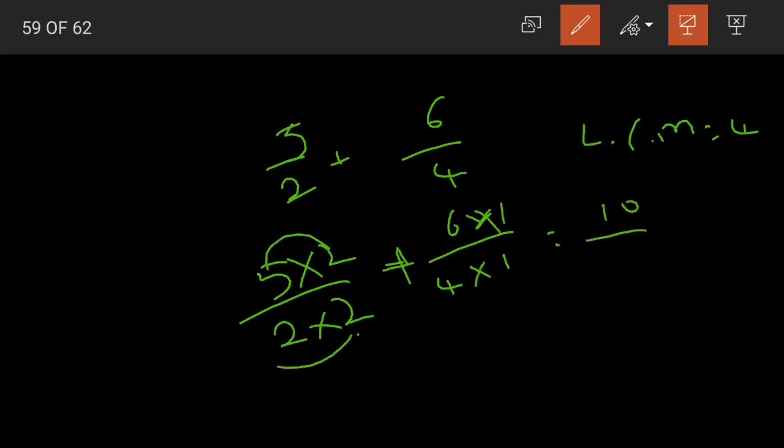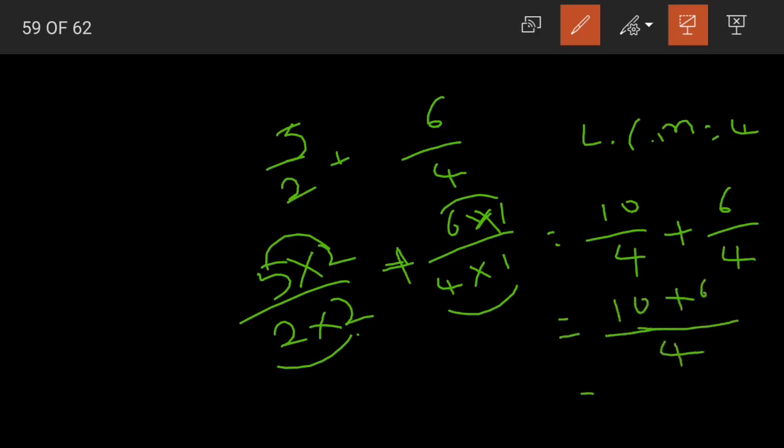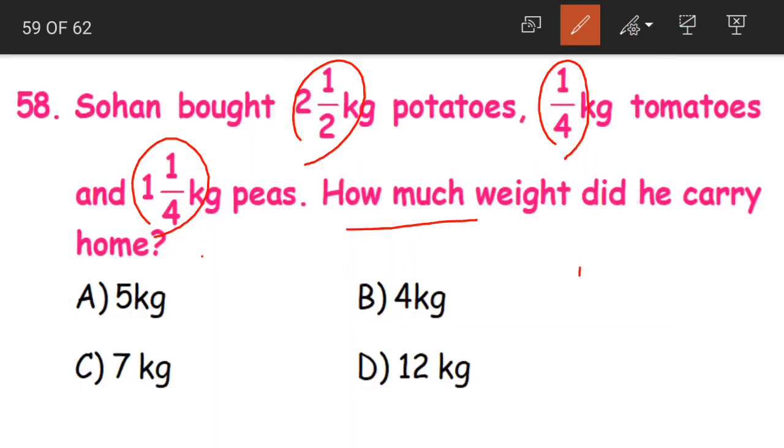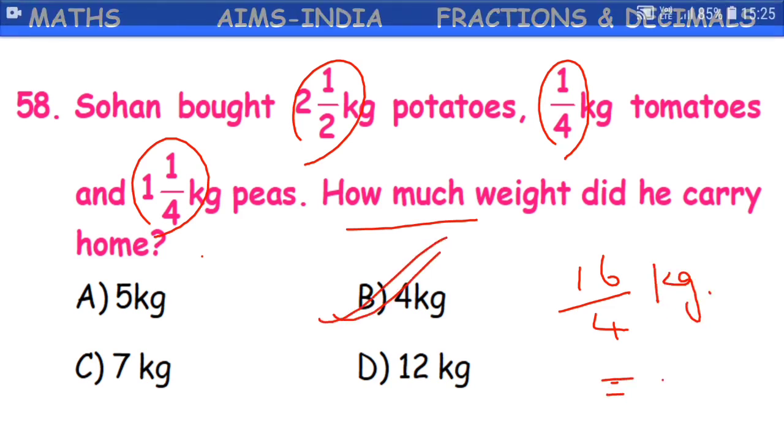5 2s are 10 divided by 2 2s are 4 plus 6 1s are 6 divided by 4 1s are 4. Then we have 10 plus 6 by 4. As they are like fractions, I am adding them. 10 plus 6, 16 divided by 4. And what is the answer for 16 divided by 4? 4 4s are 16. 4 is our final answer. It is the final quotient. What is the total weight in fraction? In fraction it is 16 by 4 kgs. When converted into a whole number, it is option B, 4 kgs.